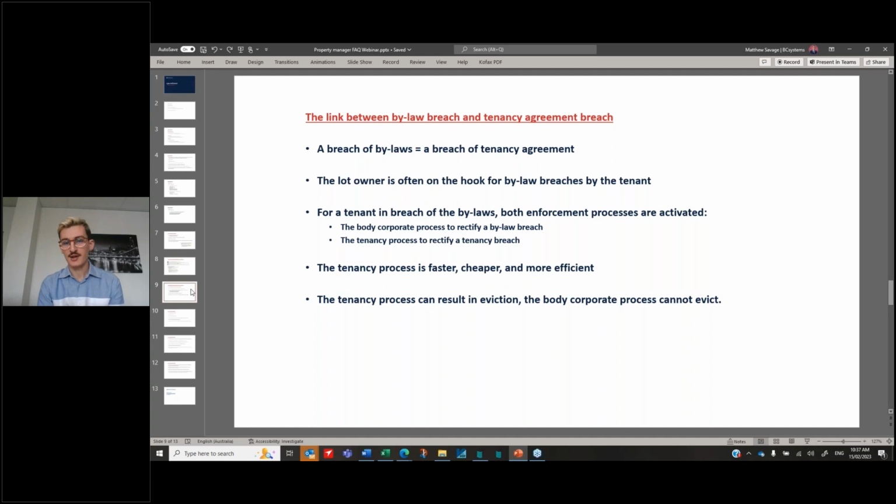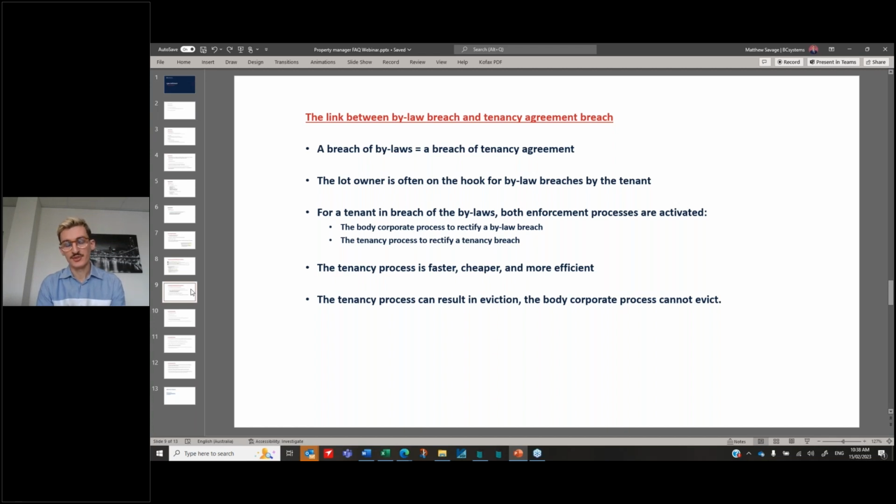At the same time, so on the same day that that breach occurs, the tenant's also in breach of their tenancy agreement. And as you all know, there's a process to enforce the terms of tenancy agreements, which is issuing tenancy breach notices. And if those are unremedied, or if they get a certain number of breaches for the same thing in a certain time frame, you can issue them with a notice to leave or not renew their lease. So those two processes are activated at the same time.